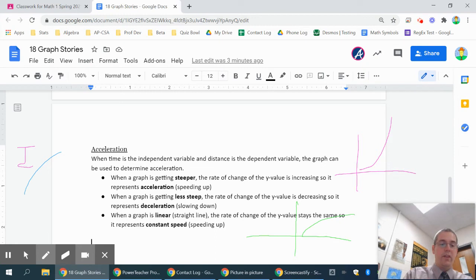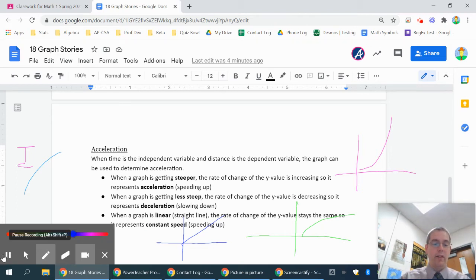If the graph is linear, if it's a straight line, I'll do this one in blue, that means the distance is increasing, but since it's increasing at a constant rate, it's a constant speed. So you can basically look at how fast it's changing to determine the acceleration, and of course this is when time is on your X or independent axis and distance is on your dependent axis. Hopefully this will help you out, and we'll try a couple on the worksheet.